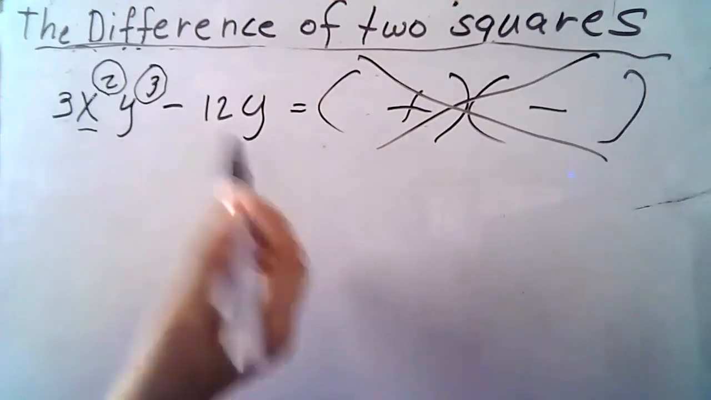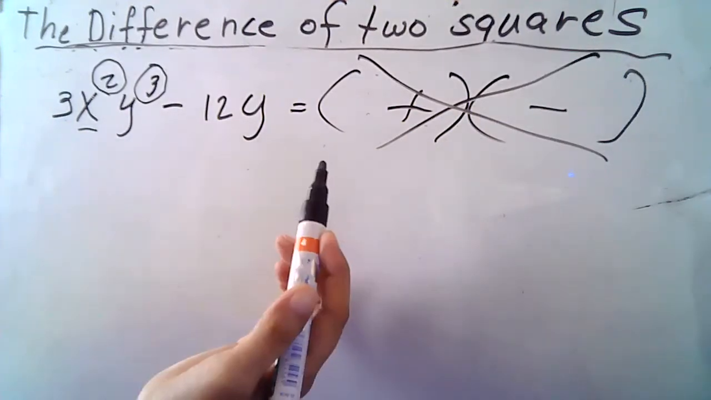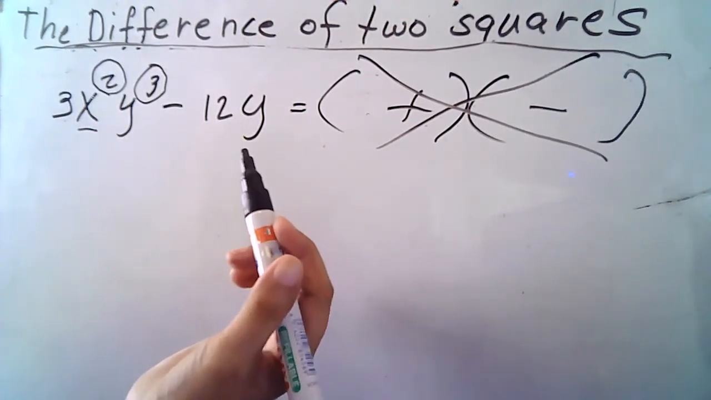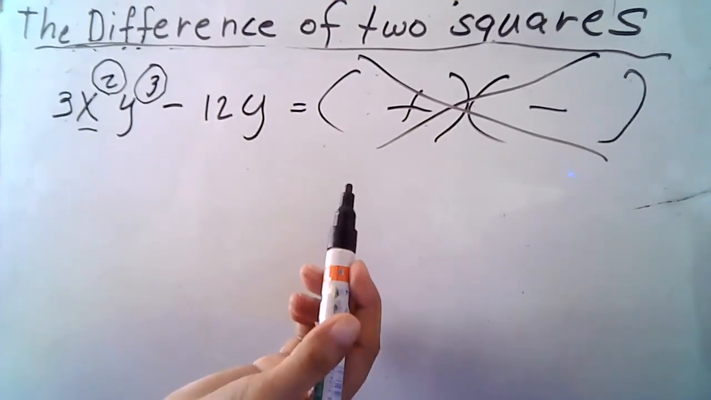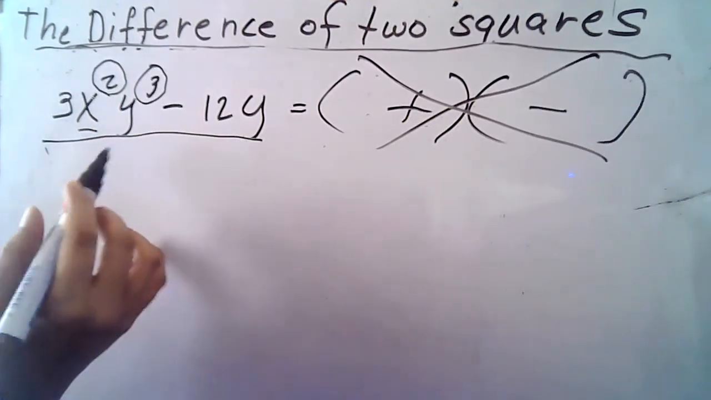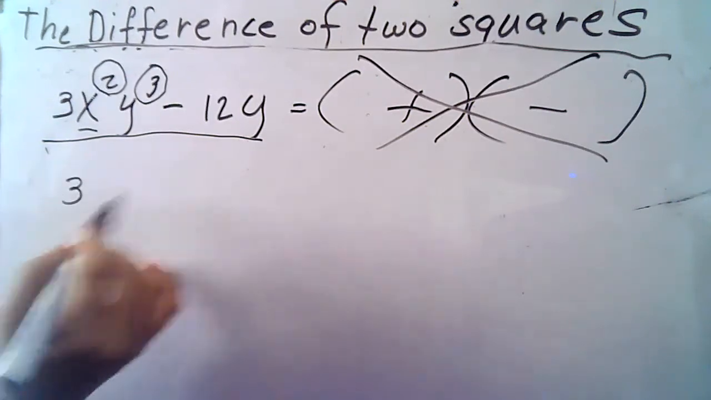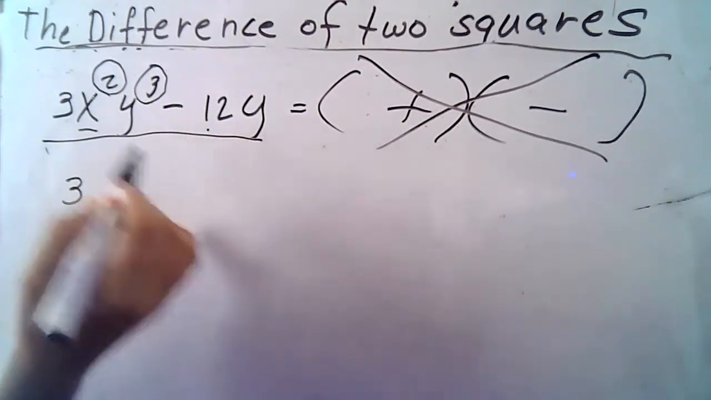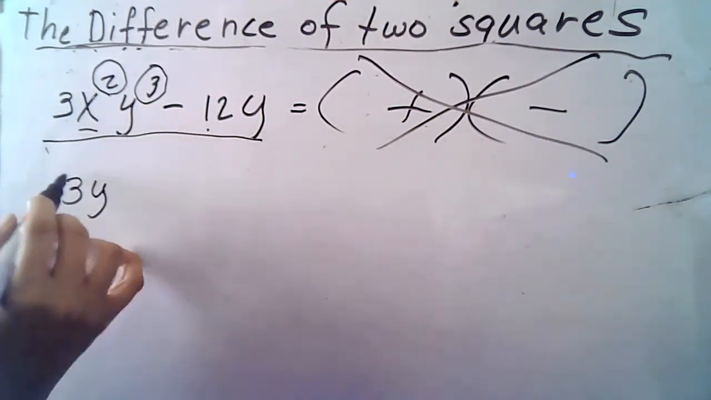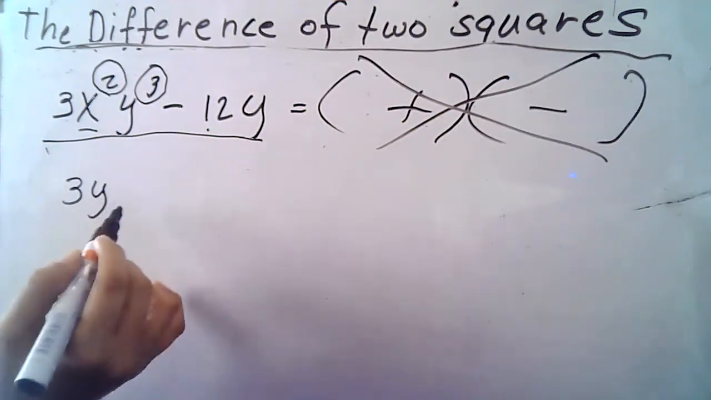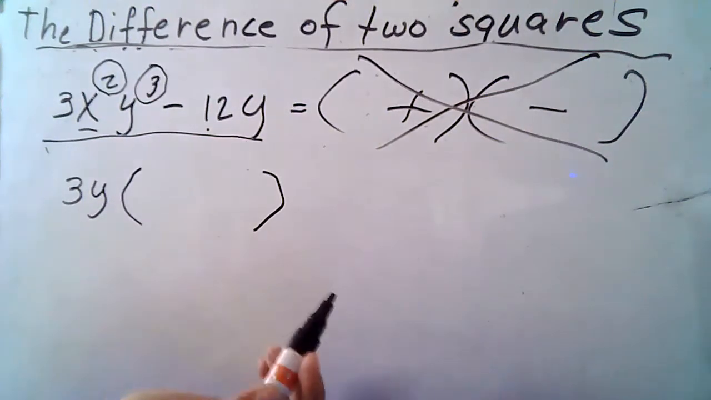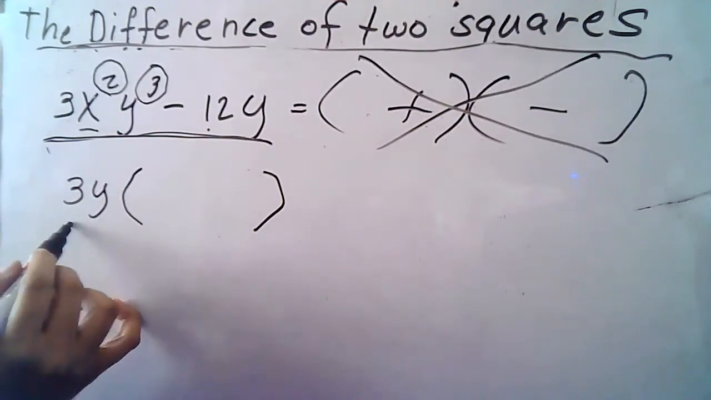Okay, so how are we going to factor this expression? We're going to go back to our first topic, which is the common monomial type of factoring. So we're going to find the GCF for this expression. The common factor for 3 and 12 is 3, because 12 is a multiple of 3, right? And then we have y as common to each of the terms. So this is our GCF, or greatest common monomial factor.